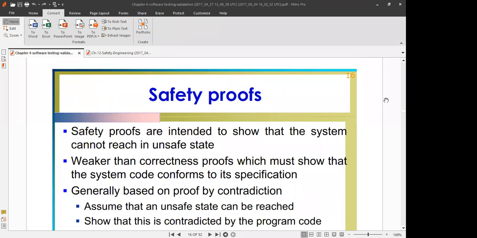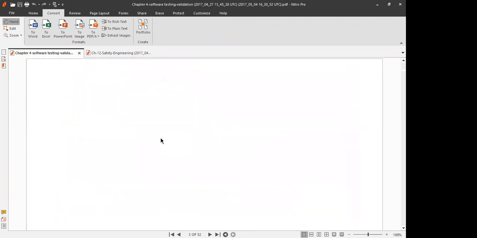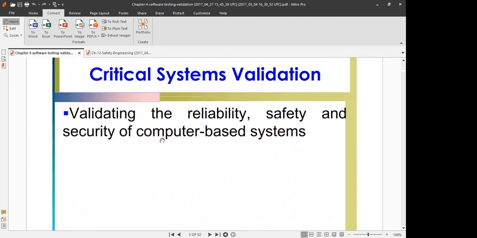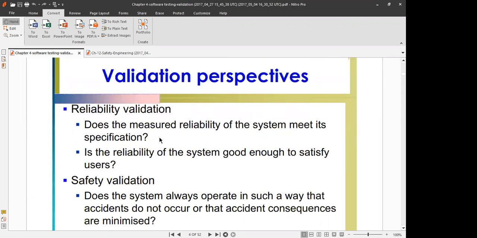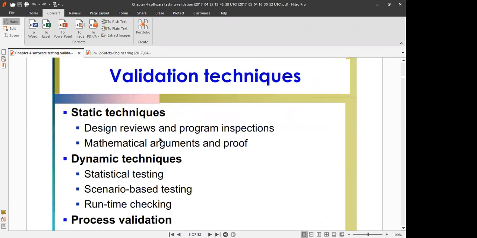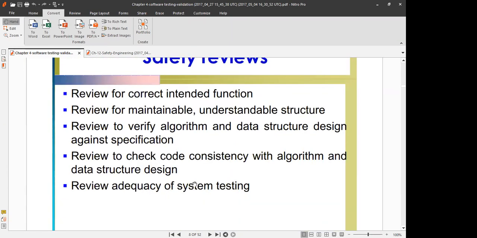Right. Now those are the formal verification methods under critical system validation, under the static analysis. Now, after this they talked about safety reviews.